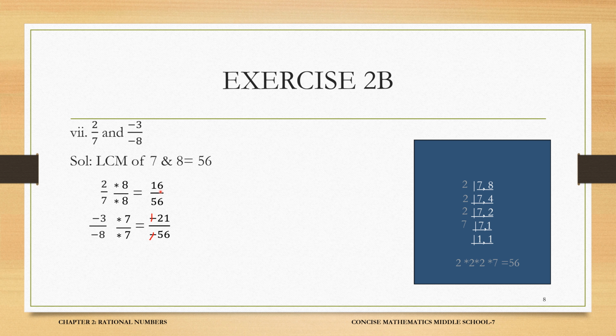Now it is very easy to compare this because the denominators are equal, 56 and 56. So just compare 16 and 21. Which number is greater? We all know that 21 is greater, right? So that means 16 is less. 16 by 56 is less than 21 by 56. Hence 2 by 7 is less than minus 3 by minus 8.